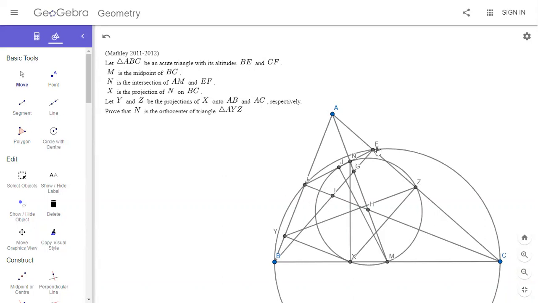So F, N, and E project to B, M, and C. Yeah, I'm just thinking about different ways to do this in my head.